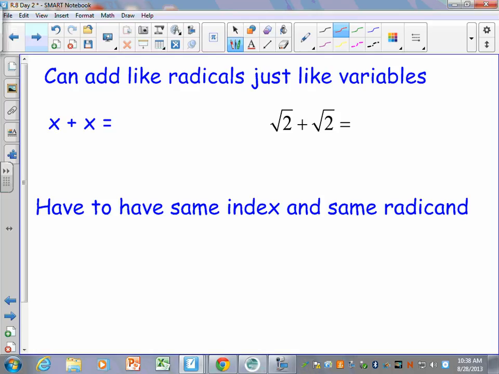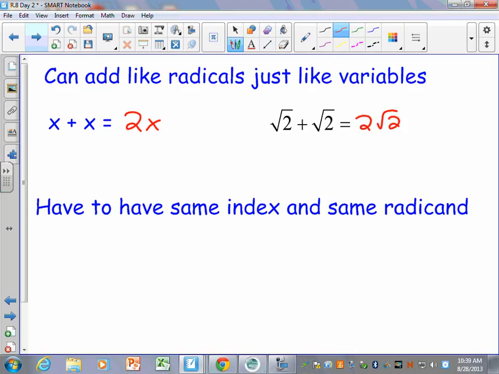We can also add and subtract radicals. I always say treat it like a variable. So just like if they're the same variable, you just add the coefficients and you leave the variable alone. It's the same with radicals. So x plus x is 2x. Same thing with radicals. If it's the same radical, same index, radical 2 plus radical 2 is 2 radical 2.